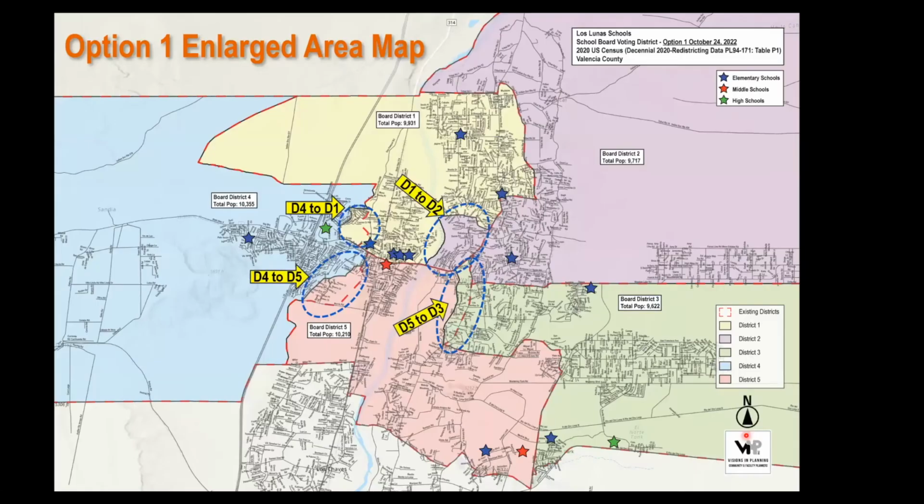So taking a look at option 1, as I mentioned, we are going to be moving and shifting populations from west to east. So we'll have some shifts from District 4 to District 1 and 5, and then some shifting from District 1 to 2 and District 5 to 3.